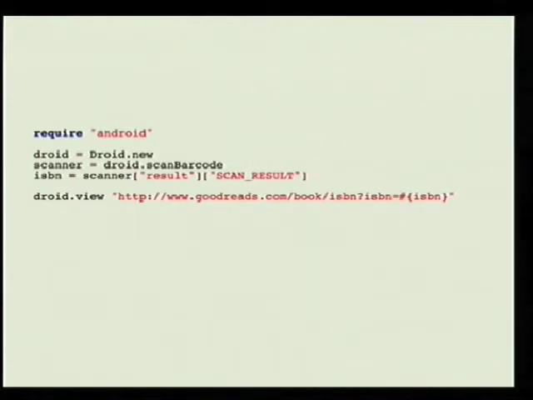So you can do something like that. I just create the Android object, select scan barcode, get the scan results, and then droid.view basically launches a WebKit browser, and I'm sending the ISBN to the API of Goodreads, and away I go.